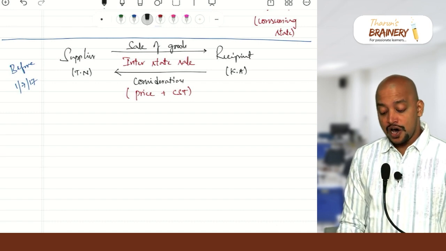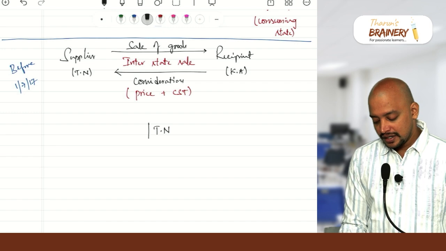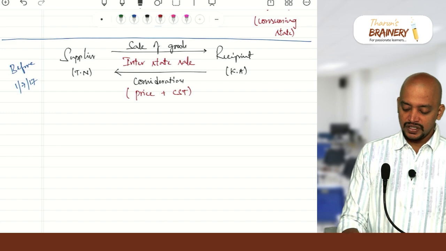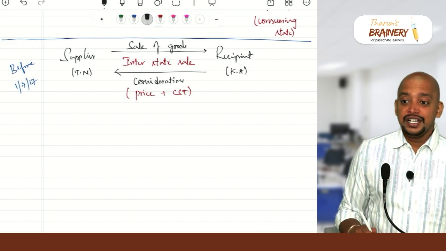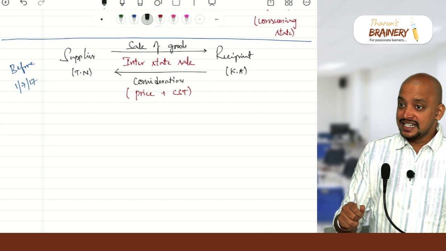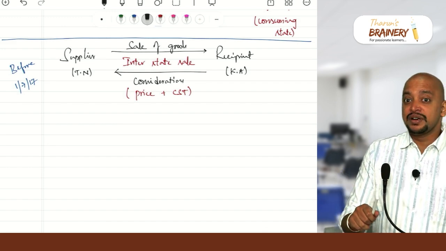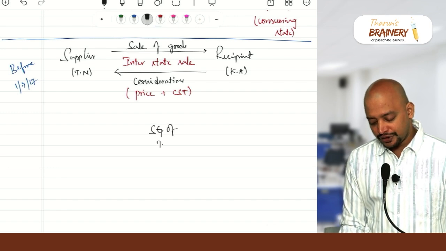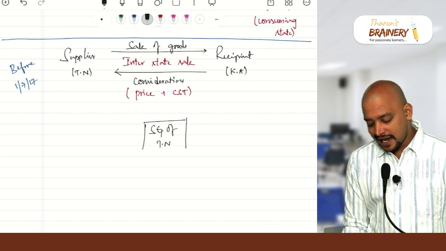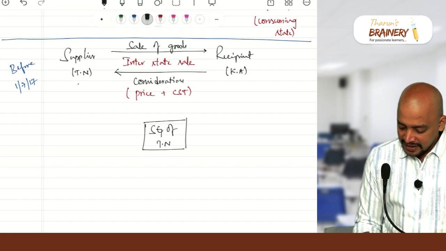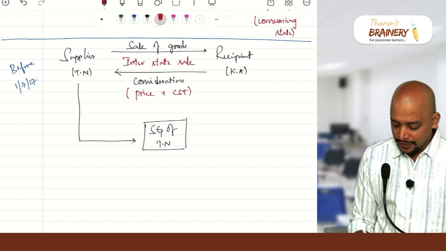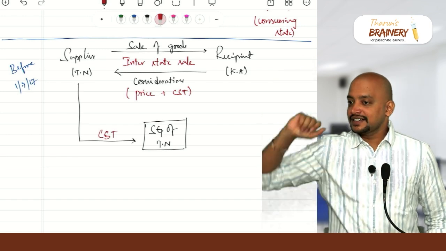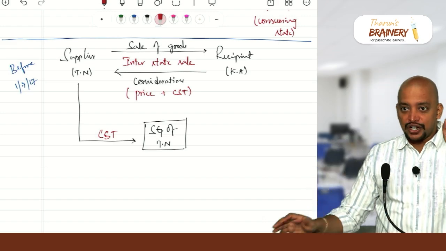Now, the supplier in Tamil Nadu will pay that amount to whom? Central government or Tamil Nadu government? Tamil Nadu government. Why Tamil Nadu government? In the last class I told you, even though CST is levied by central government, it is collected and retained by state government. So the state government of Tamil Nadu. So the entire CST revenue was enjoyed by the originating state. What was the originating state? Tamil Nadu.